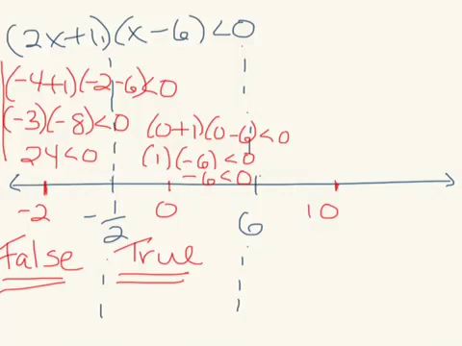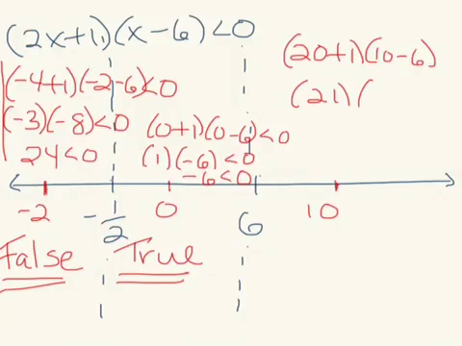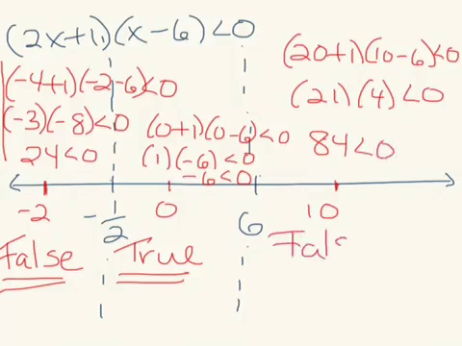Okay, so when we plug in x equals 10, we're going to get 2 times 10 is 20, plus 1, and 10 minus 6. So that's going to give us 21 and 4. That's a pretty big number. We want less than 0, so let's see, that's going to be 84 is less than 0. That is definitely not true. So we have false on this side.